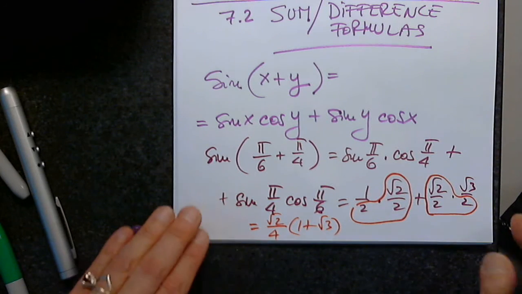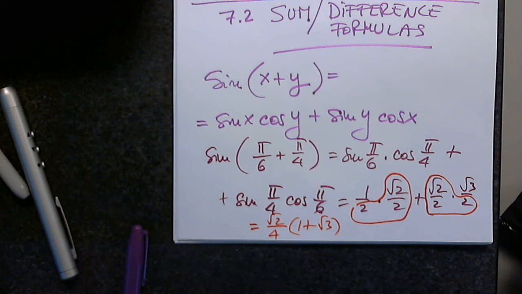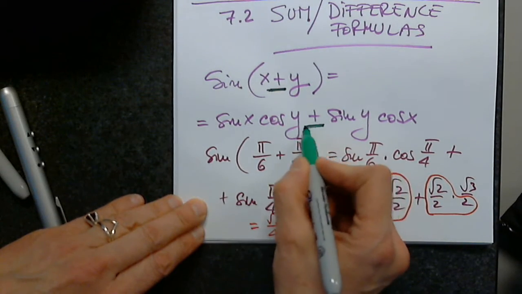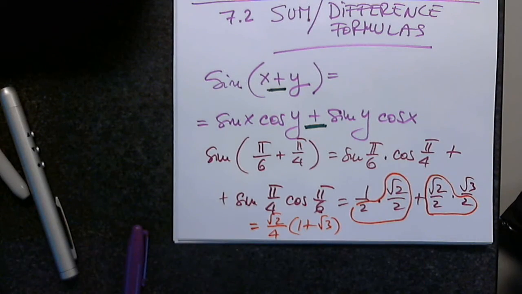Okay, this is the sum. So sine applied to a sum of angles. Sine applied to a difference of angles will be this. If I apply sine to a sum of two angles, I have sine x cosine y plus sine y cosine x. And if I apply it to a difference of angles, I have sine x cosine y minus sine y cosine x. So that's one formula.